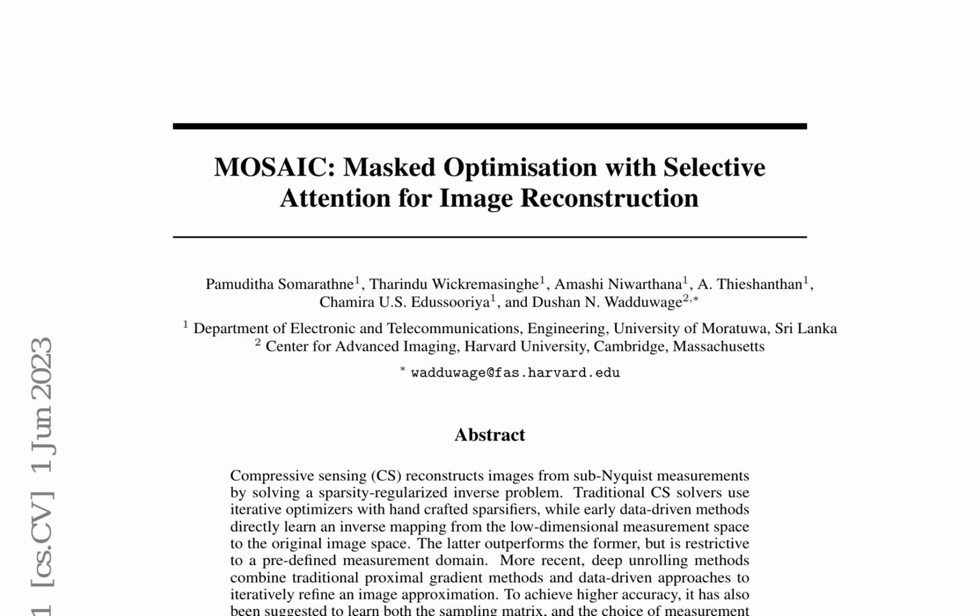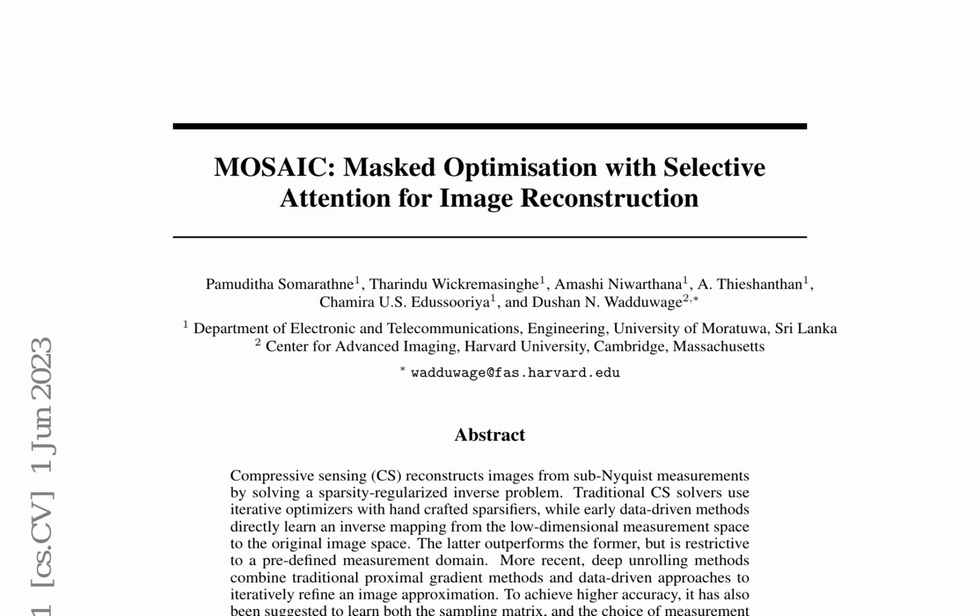In the realm of compressive sensing, a novel approach has been proposed to reconstruct images from undersampled measurements. This new framework, known as MOSAIC, masked optimization with selective attention for image reconstruction, leverages the structure of an orthogonal sampling basis and dispenses with the need for deep unrolling. The proposed model is an end-to-end trainable deep reconstruction model that is not restricted to a specific learned sampling process.